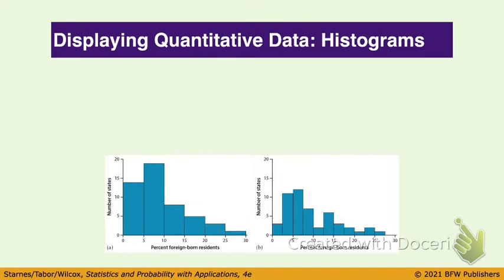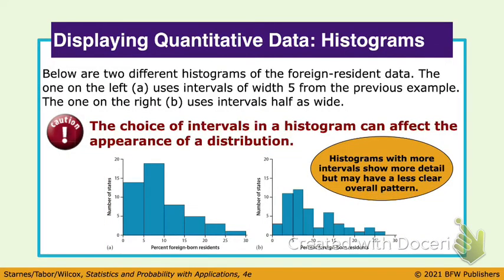It depends on what you want to use the data for. Do I just want to see the overall shape, or do I want the details? The big thing here is to understand that the more specific or small the interval is, the more detail you're going to get. The wider the interval, the less detail, but you can see the overall shape a little better. So histograms with more intervals show more detail, but they may have a less clear overall pattern.